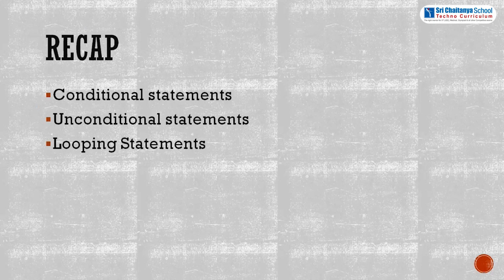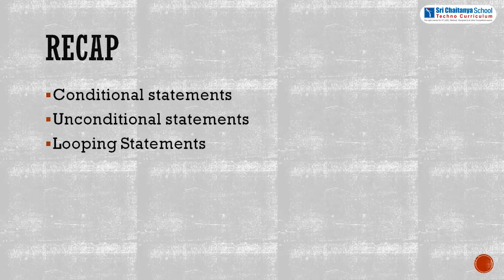We saw about the statements. The statement is nothing but a combination of expressions and keywords. And we were seeing in detail about your conditional statements, or control statements in general. Control statements are able to control the order of execution of a program. There are three major types of control statements. One is conditional statements, another one is unconditional statements, and finally looping statements.